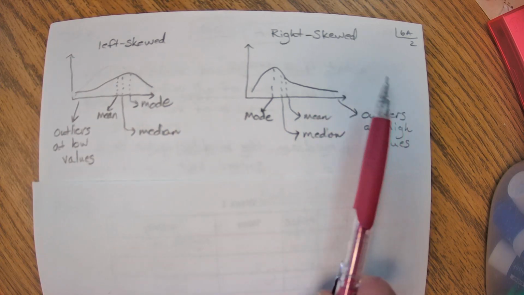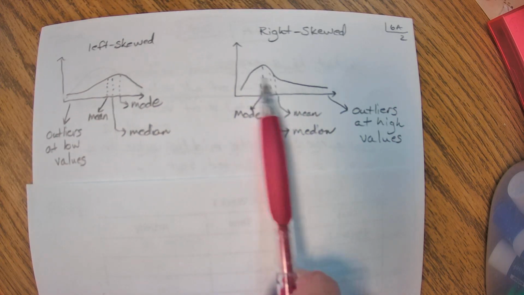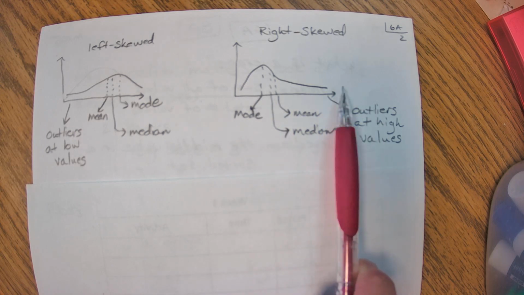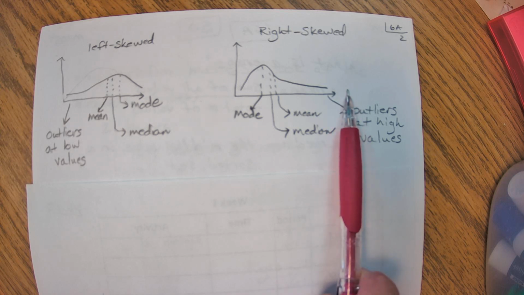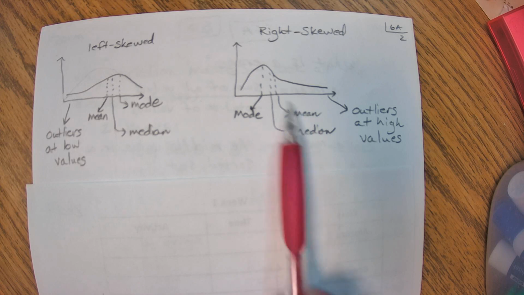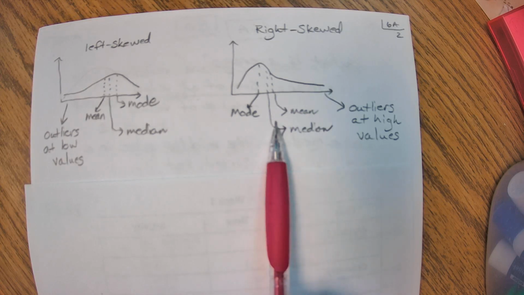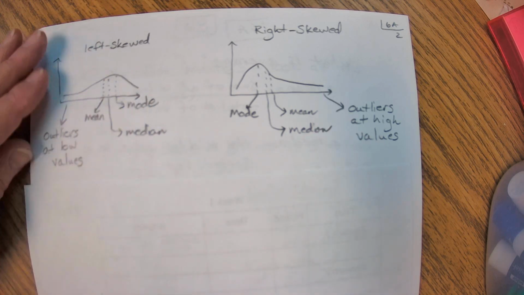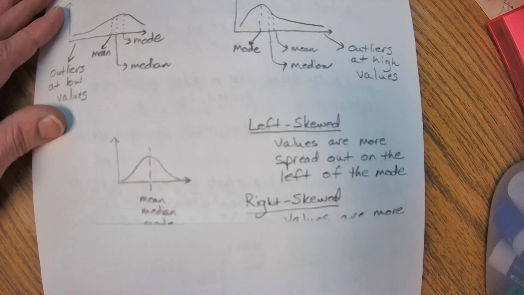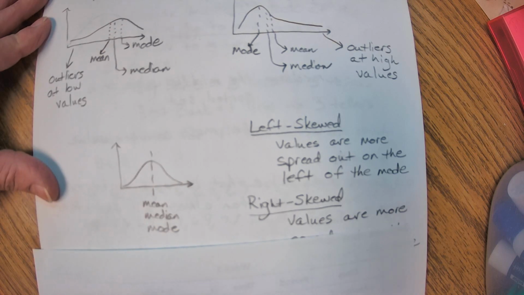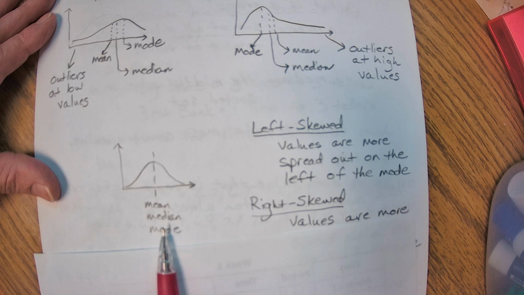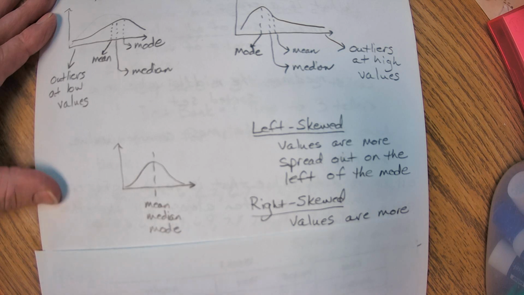And then just the opposite for right skewed. Most of the data is bunched up over here on the low end, and then you have outliers out here. Remember, outliers skew the mean. So in this case, the mean would be higher than the median or the mode because the outliers are on the high end. A distribution like this is where the mean, the median, and the mode are all the same value.